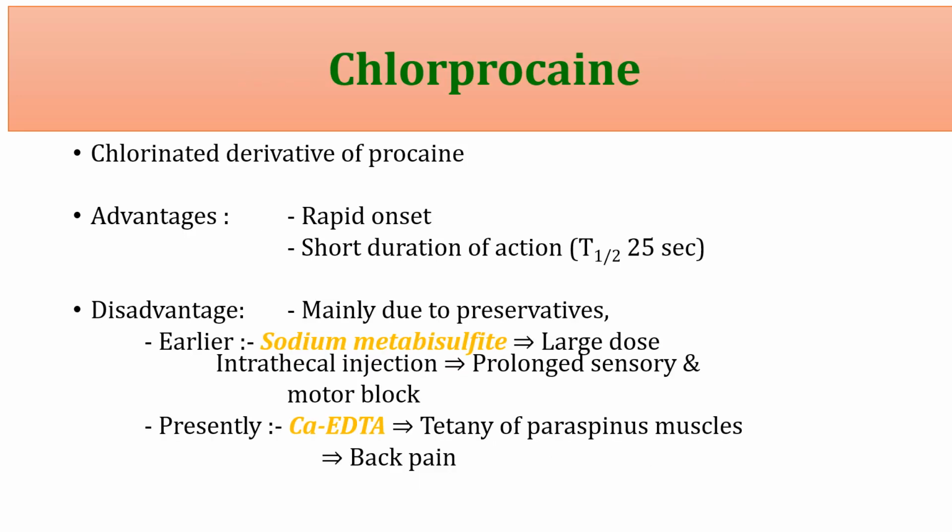Chlorprocaine is the chlorinated derivative of procaine. Advantages of chlorprocaine are rapid onset of action and shorter duration of action. Half-life is 25 seconds. Disadvantages are mainly due to its preservative. Earlier, sodium metabisulfite was used, so a large dose intrathecal injection caused prolonged sensory and motor block. Nowadays, calcium EDTA is used. So tetany of paraspinous muscles and back pain are disadvantages of chlorprocaine.